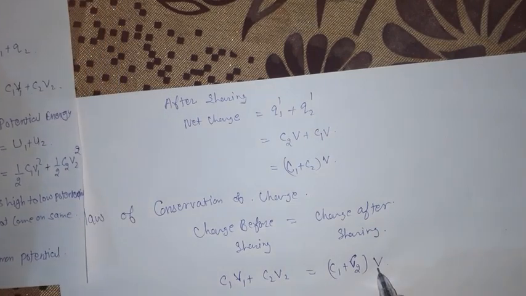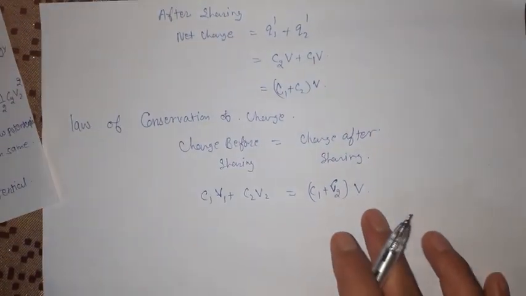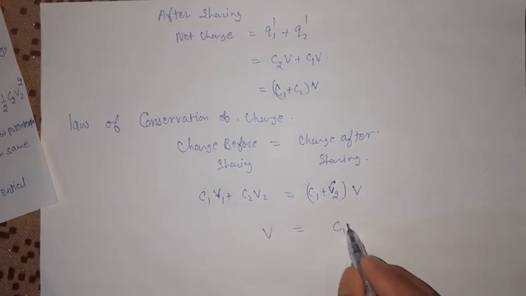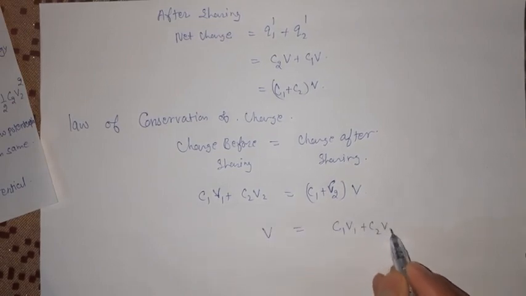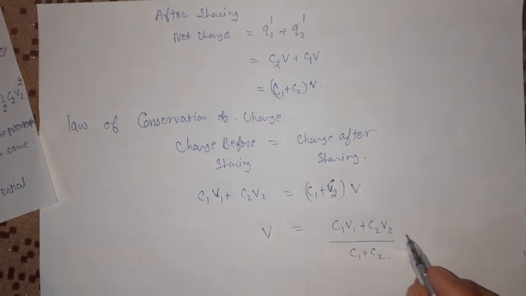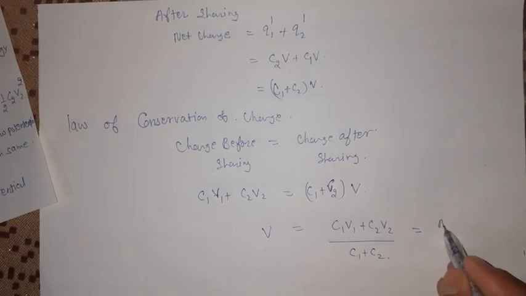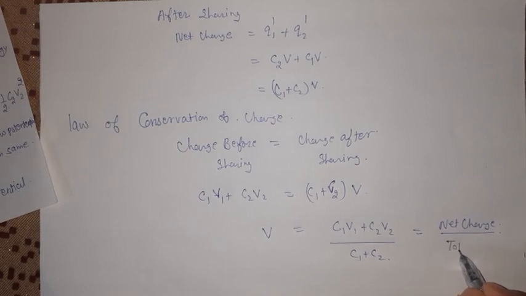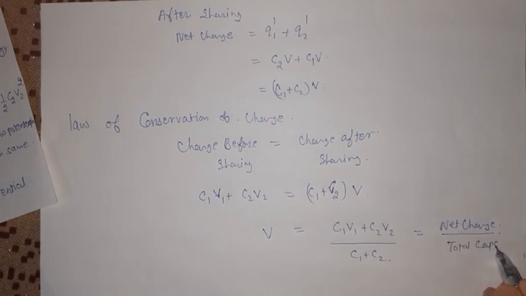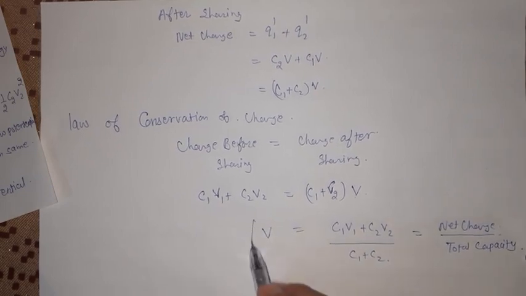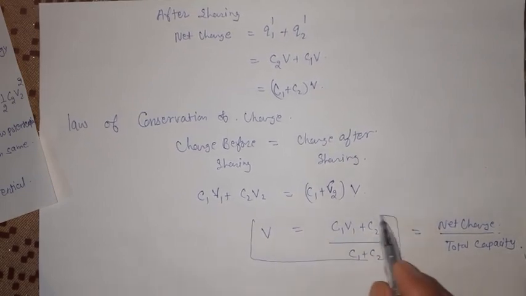Now you can calculate from here this common potential. So how much is this common potential? It is (C1V1 plus C2V2) upon (C1 plus C2). You can also learn it this way: it is the net charge upon the total capacity of these two capacitors which we are having. So this is an important formula which we need to learn.